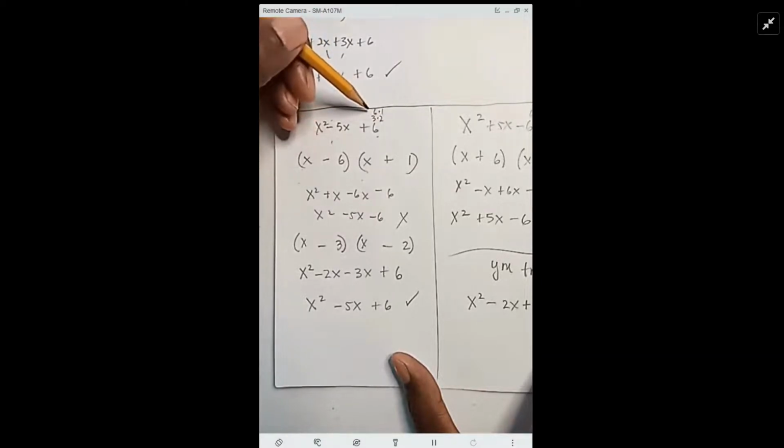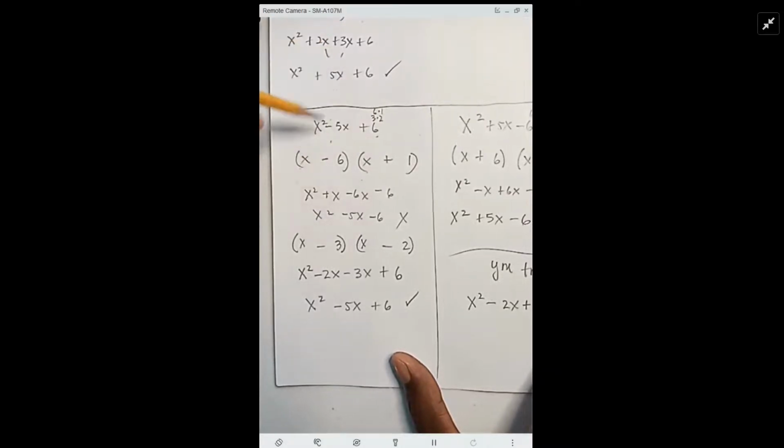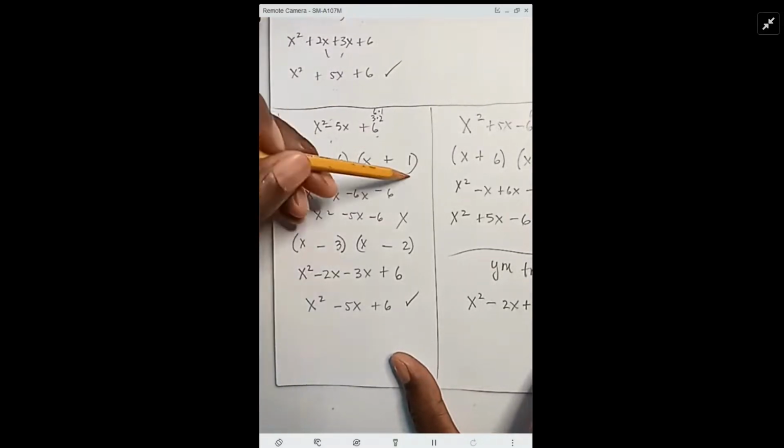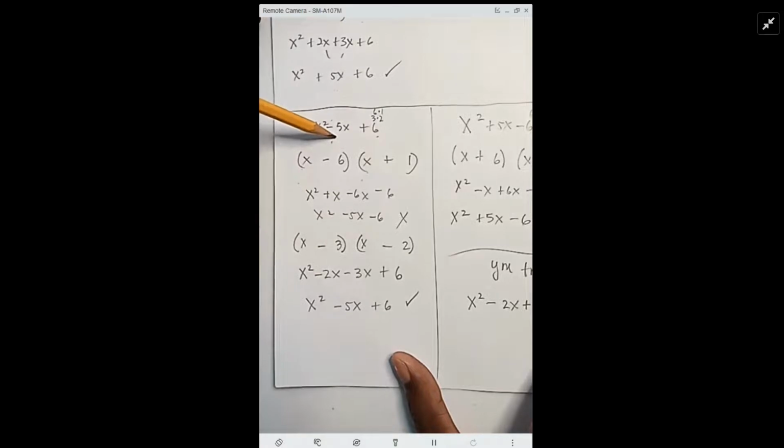But a negative 6 and a positive 1 will also give me a negative 5. But look, a negative 6 and a positive 1 is going to give me a negative 6. A negative 3 and a negative 2 is going to give me a positive 6. So let's try both cases. Look, I have negative 6 and positive 1 because I'm looking for this negative 5.